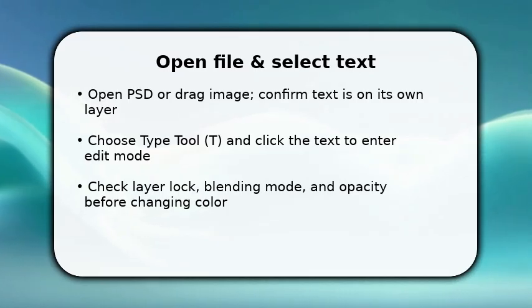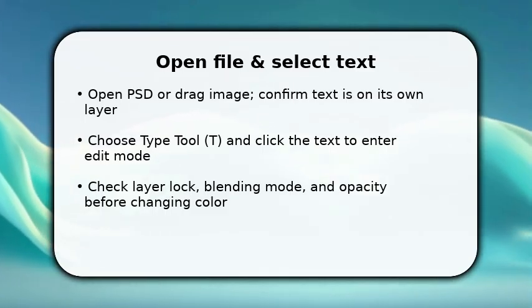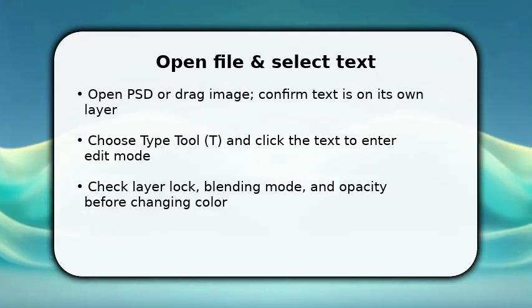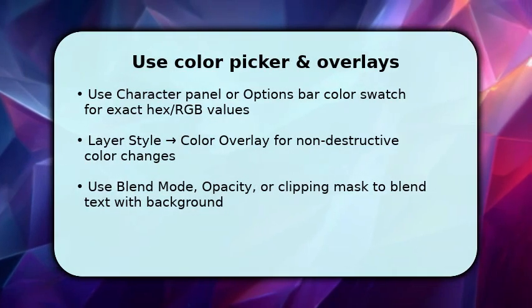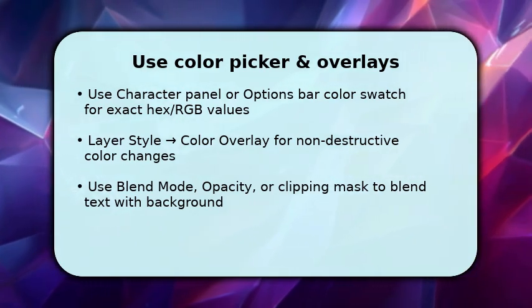Open the color picker in the options bar or character panel. Pick a hue that contrasts with the background so legibility stays intact. Then click OK to apply the new color and keep editing if needed. Once you've changed basic color, refine the result using the character panel for precise hex or RGB input.